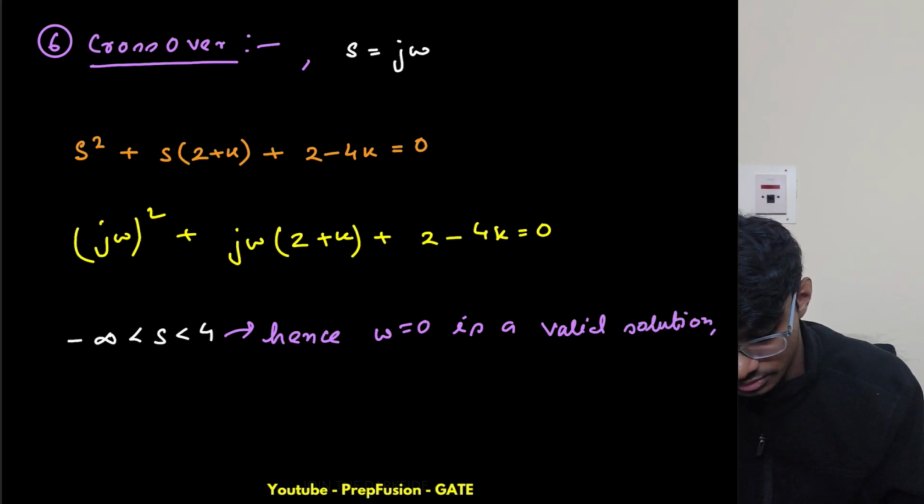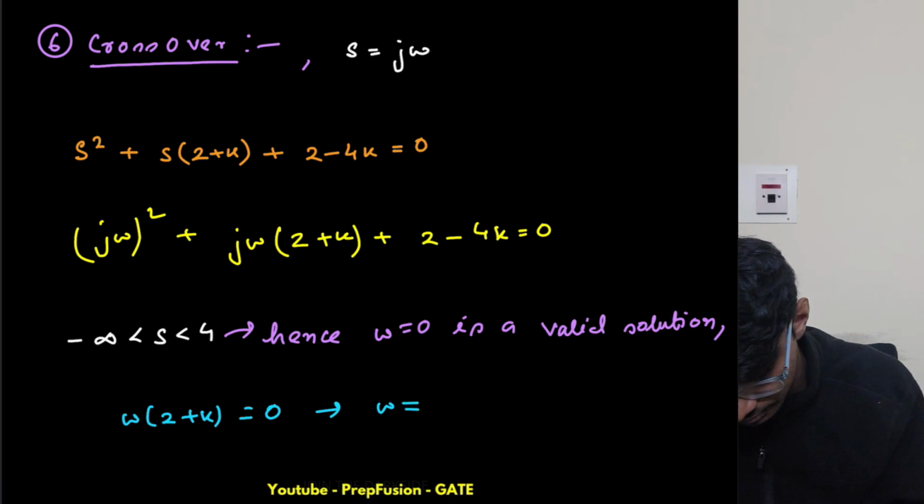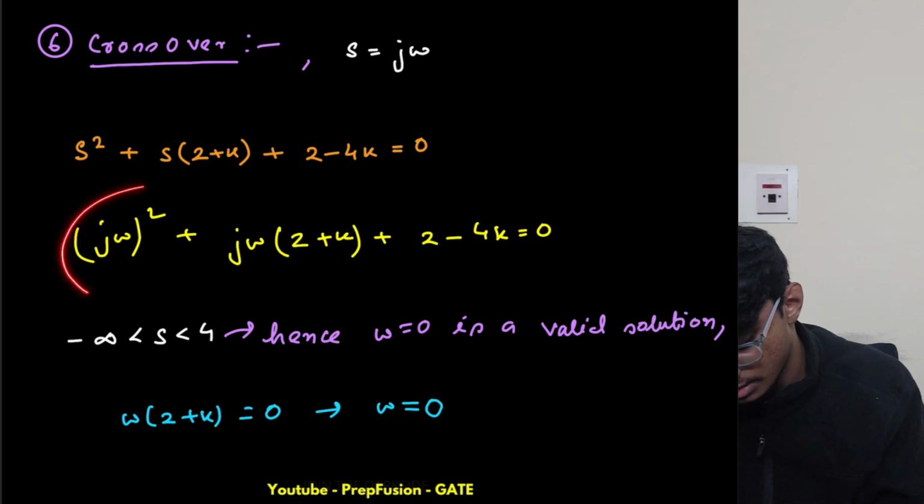Okay, that is a valid solution. So omega equals 0 is a solution, hence j omega squared plus k equals 0. By this we can infer that omega equals 0. And what is the next solution that we will get? The next solution is putting the real component equal to 0.